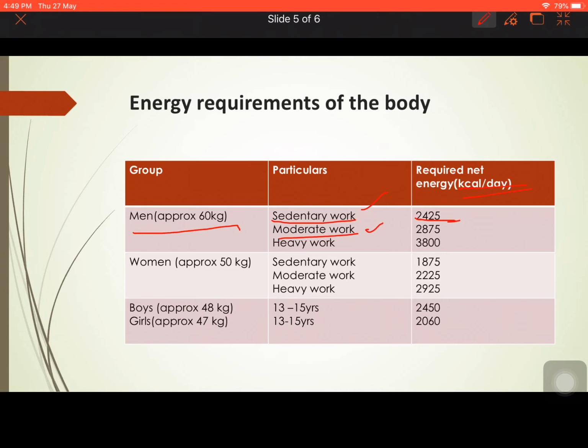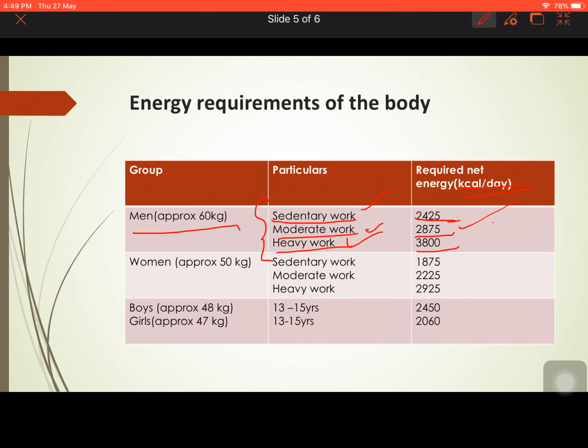Now, what is heavy work? Those persons who work as laborers, or farmers, are heavy workers. So they have the highest energy requirement, that is 3800 kilocalories per day. So this is approximately the calorie requirement of men.